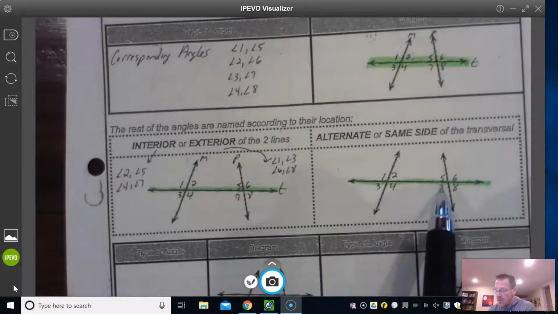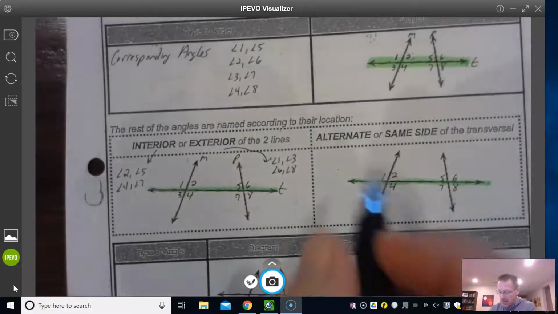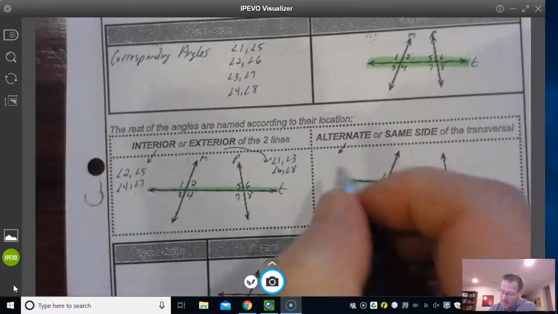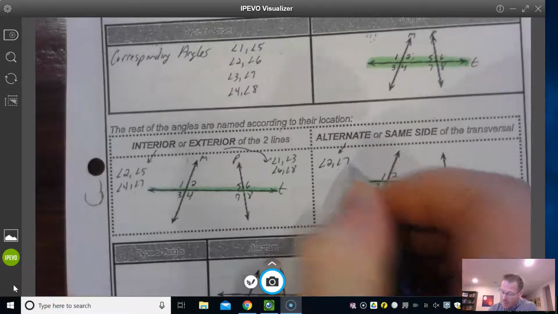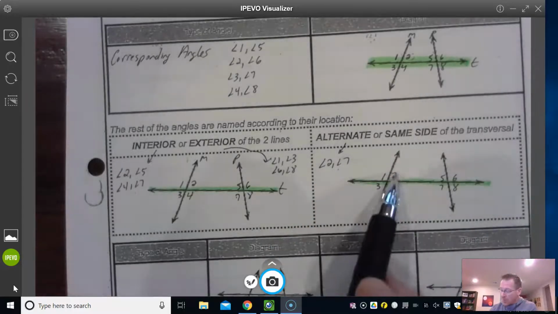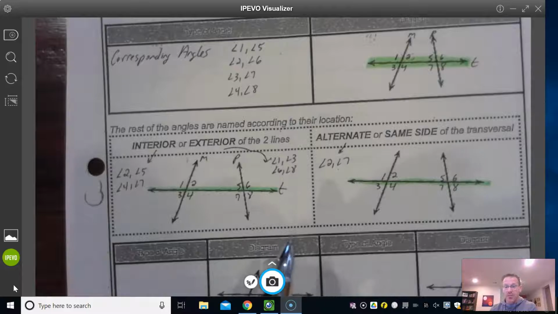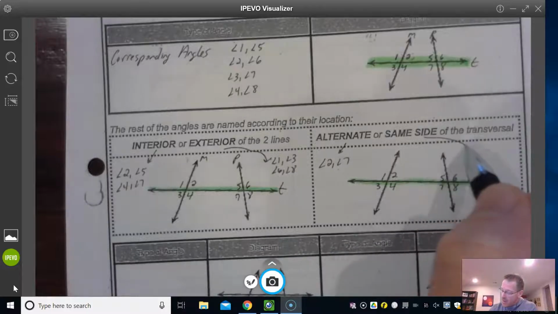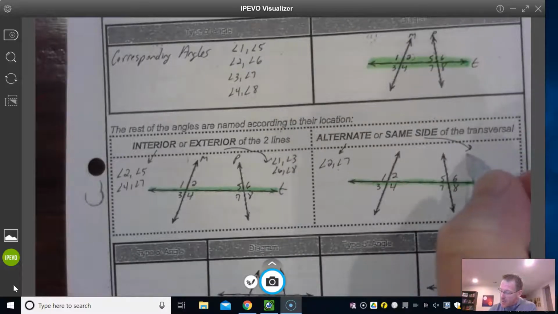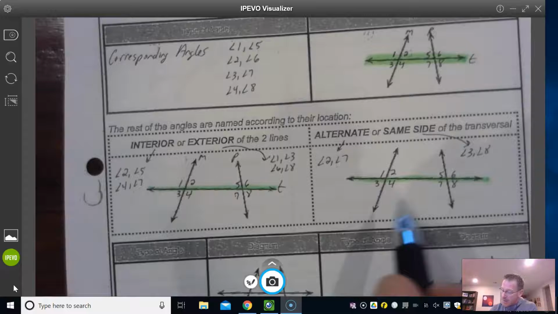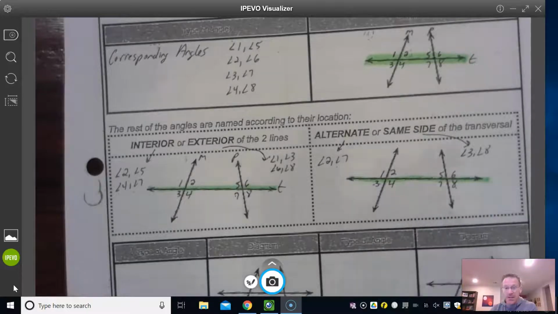4 and 7 are on the same side. Like I said, angle 2 and angle 7 would be alternate. They're on alternate or opposite sides of the transversal. A pair of same side would be like angle 3 and angle 8. They're on the same side of the transversal. So they're either all above, all below, or they're on opposite sides.